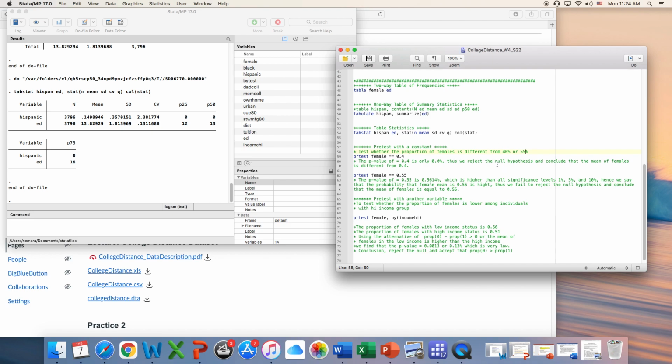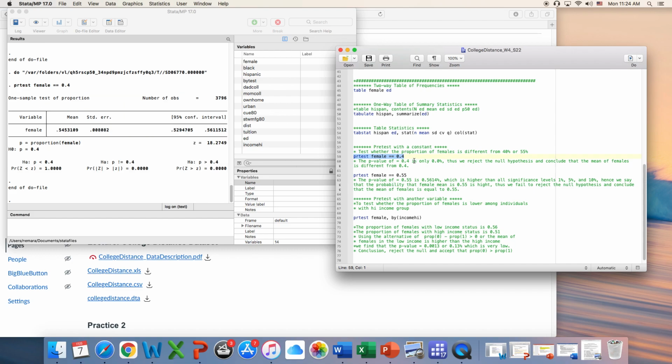To do that, you basically do a pretest command, female equal 0.4, and in a question I would be asking you for a specific variable and a specific mean. So what you get is the following. You get the command and you get a one sample test of proportion. This is telling me I have 3,796 observations. The mean of the variable is 0.54. This is the actual mean, okay? But I'm testing whether this mean is equal to 0.4.